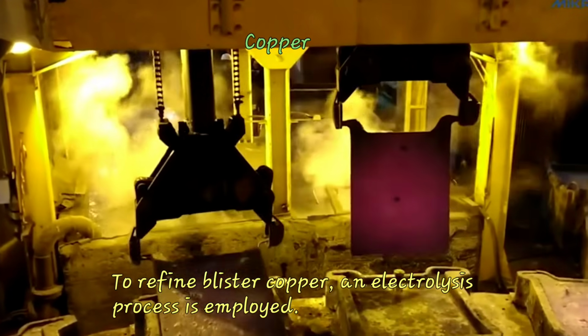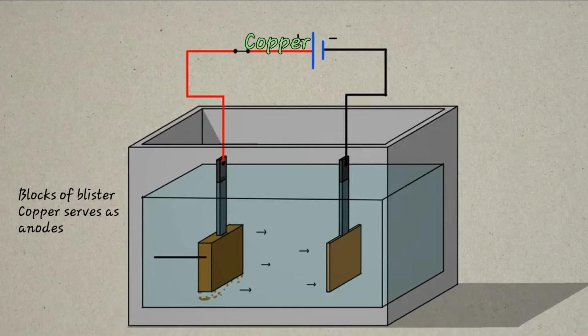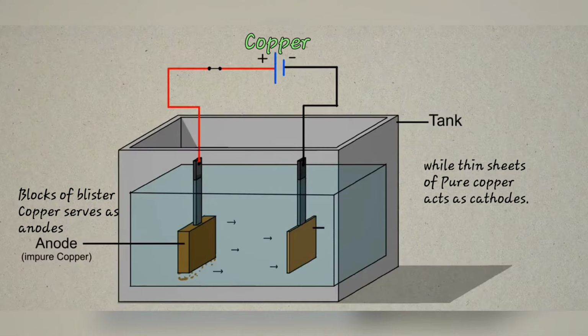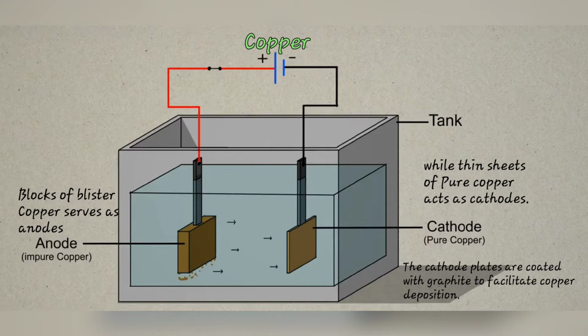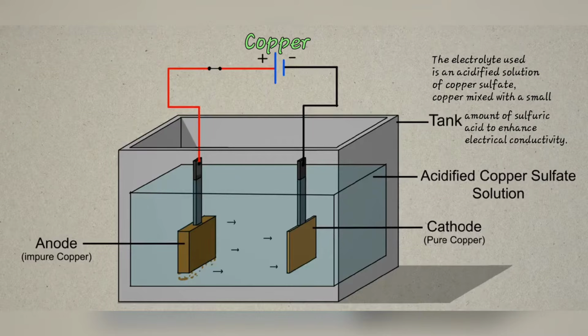To refine blister copper, an electrolysis process is employed. Blocks of blister copper serve as anodes, while thin sheets of pure copper act as cathodes. The cathode plates are coated with graphite to facilitate copper deposition. The electrolyte used is an acidified solution of copper(II) sulfate, mixed with a small amount of sulfuric acid, to enhance electrical conductivity.